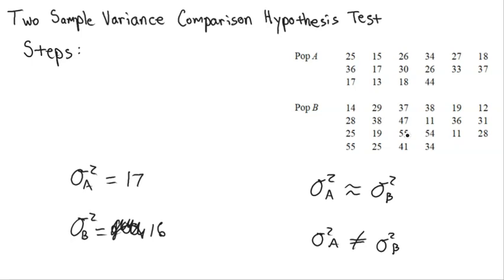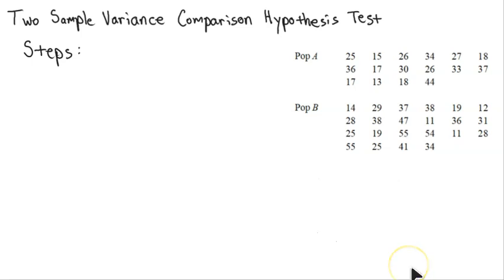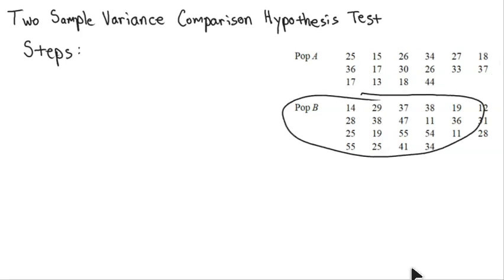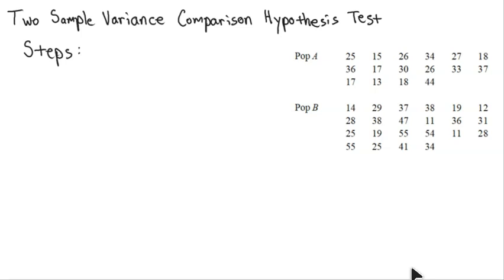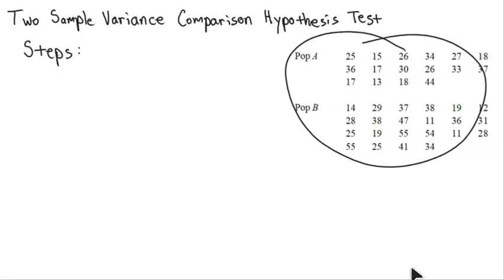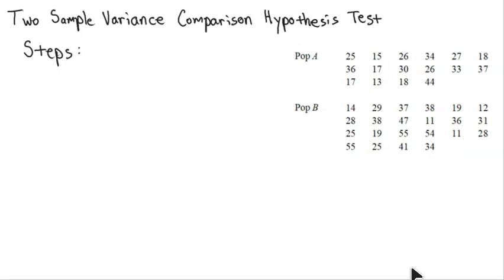So that's what we're trying to do here, and I'm going to go through some steps on how to do this hypothesis test. We're going to go through an example here with population A. Here's some data from population A. Here's a sample from population B. This is not all of population A, it's just a sample. And this is not all of population B, it's just a sample. And we're going to use these samples from these two populations to go through the steps, okay?